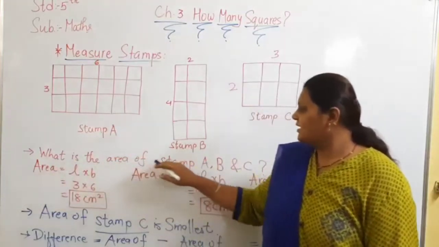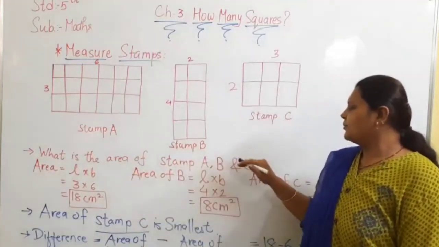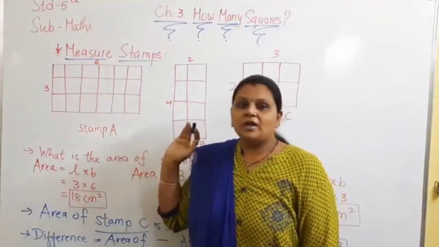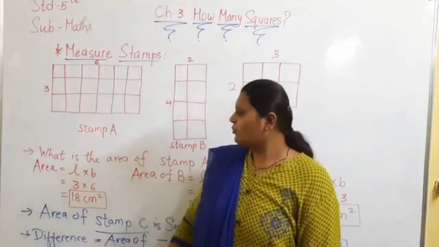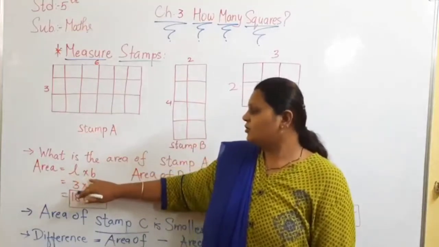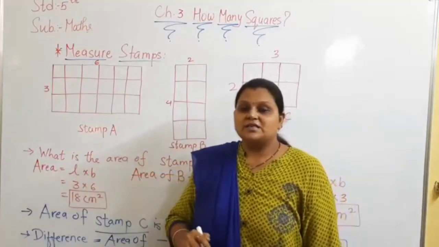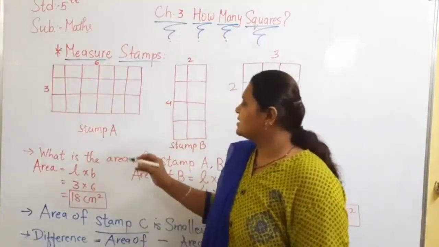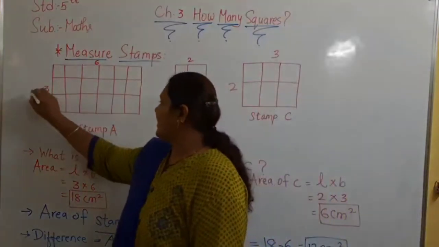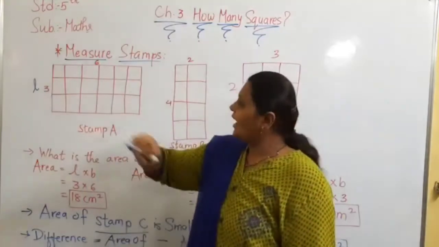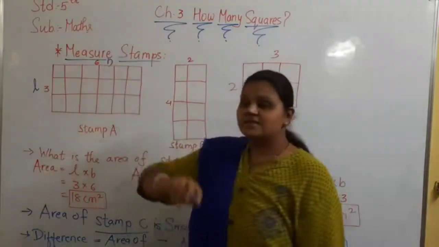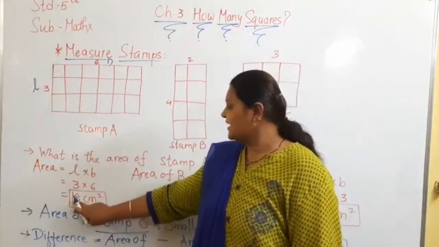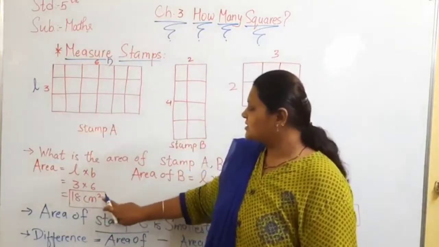What is the area of step A, B and C? Here we will find the area by using the formula length into breadth. We have to multiply length and breadth. So first, length for step A is 3 and breadth is 6. So 3 multiply 6, that is 18 centimeter square.